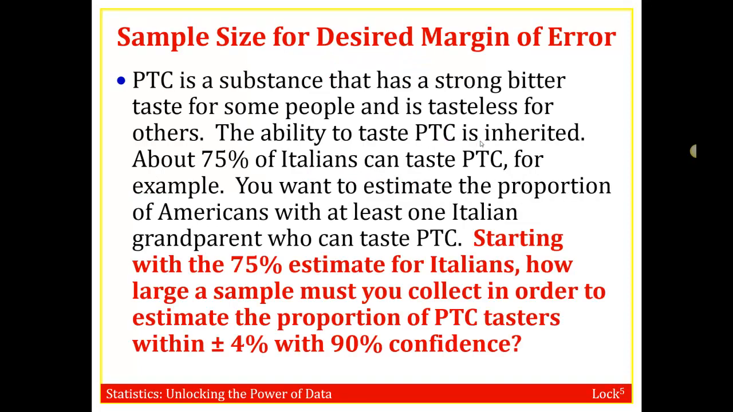PTC is a substance that has a strong bitter taste for some people and is tasteless for others. The ability to taste PTC is inherited. About 75% of Italians can taste PTC, for example. You want to estimate the proportion of Americans with at least one Italian grandparent who can taste PTC. Starting with the 75% estimate for Italians, how large a sample must you collect in order to estimate the proportion of PTC tasters within plus or minus 4% with 90% confidence?